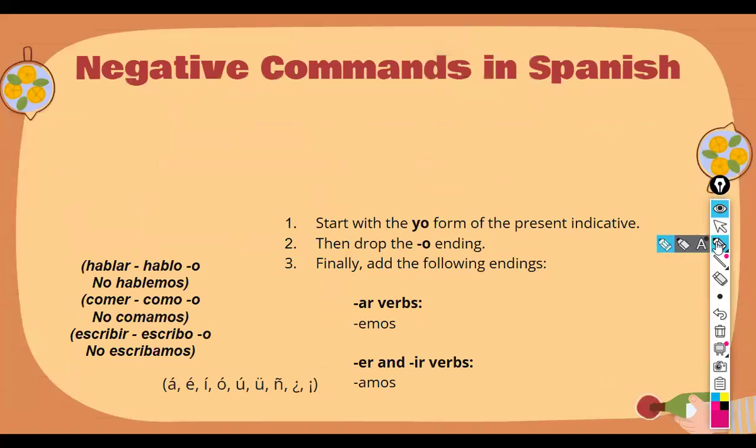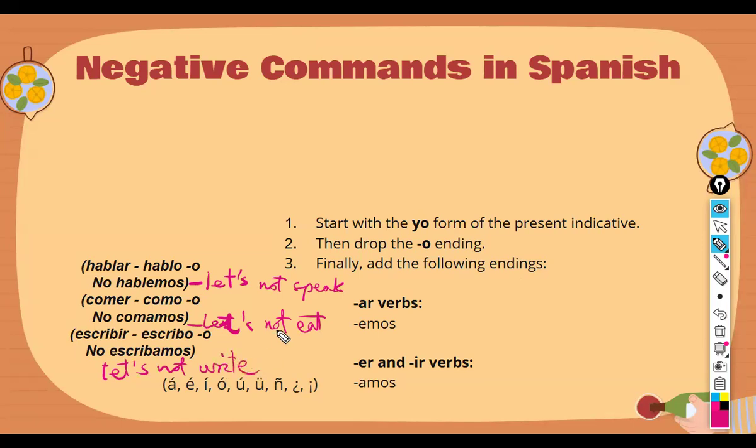So just so it's clear, what this translates to is, let's not talk, or let's not speak, right? Let's not eat, and let's not write, right? So start with the O form, drop the O ending. For AR verbs, add EMOS. For ER and IR verbs, add AMOS, right? All right, I'm in it.